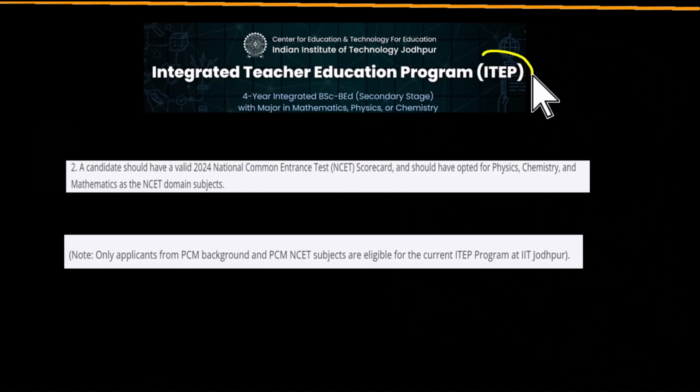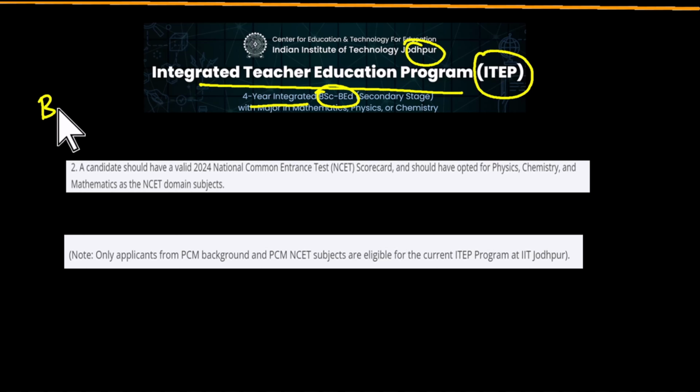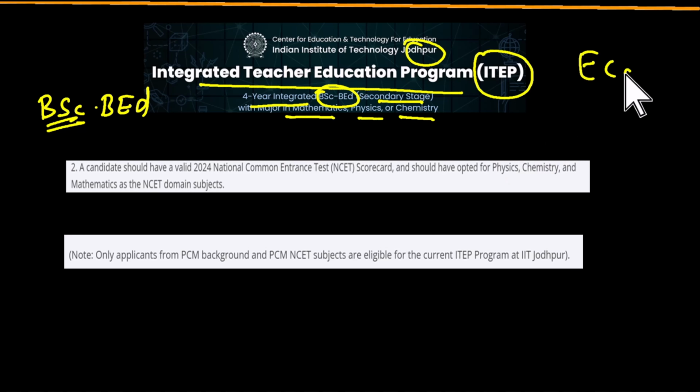Okay, next one is for ITEP, for integrated teacher education program. This is from Jodhpur, 4-year integrated. Again they are also giving you only BSc B.Ed, so only BSc students, interested students, that too secondary stage, with only maths, physics and chemistry. So remember, there is no economics here in Jodhpur right now. Only economics is there in IIT Kharagpur and IIT Bhubaneswar. Here no economics, only your physics, chemistry and math.